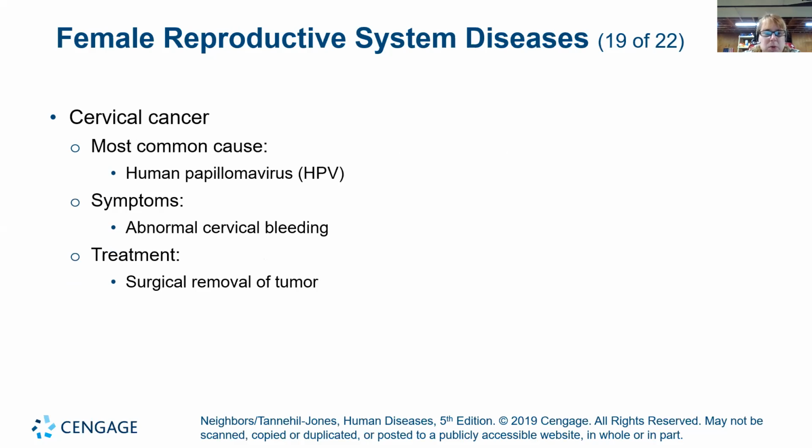Now we're going to talk about cervical cancer. The most common cause is human papillomavirus, okay? And the symptoms are abnormal bleeding, and most of the time they want to get rid of the tumor, okay? But what I will tell you is I'm a big fan of the HPV vaccine, which they usually start around age 10 in both males and females, because if we can eliminate human papillomavirus, as you will see through the next slides, we can eliminate a lot of things, okay?